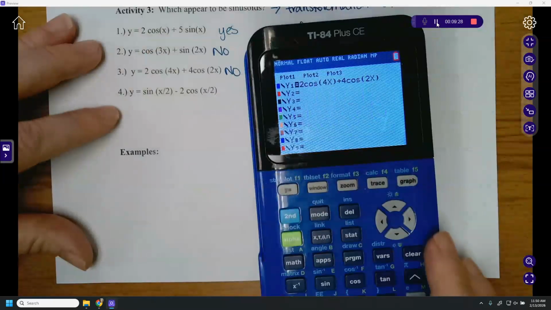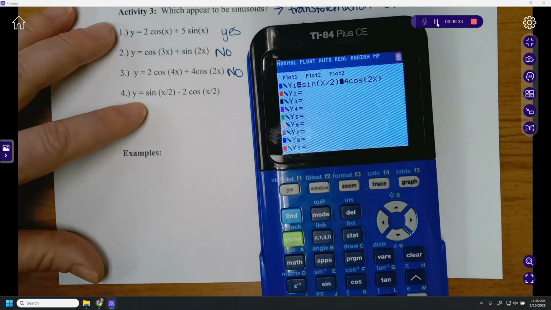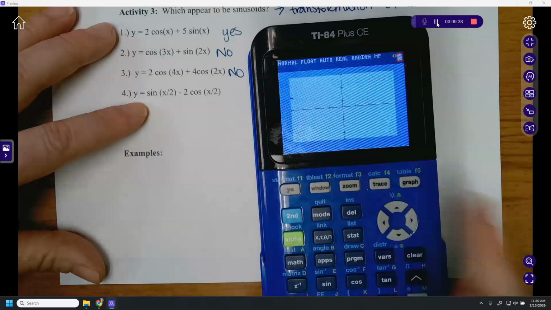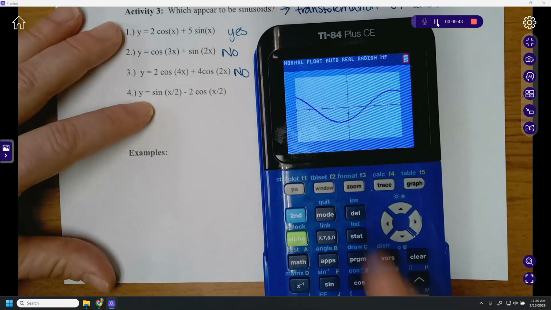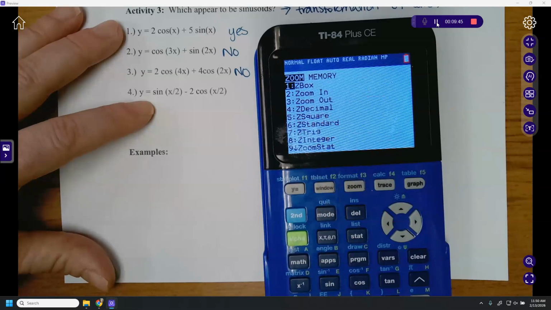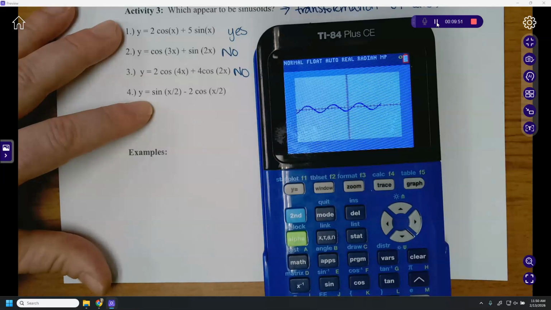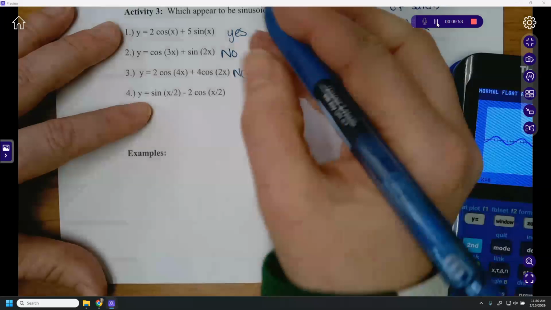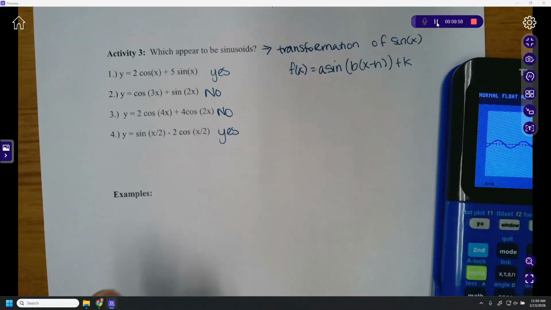And finally, let's look at the last one. Okay, so here's another one that's a sinusoid. If you wanted to zoom out a little bit, we could, so you can see a little better, but that's definitely looking like a sine curve. So while you were waiting, I wondered if there was anything that you noticed about these functions and why, or what was in common about the two that were sinusoids.